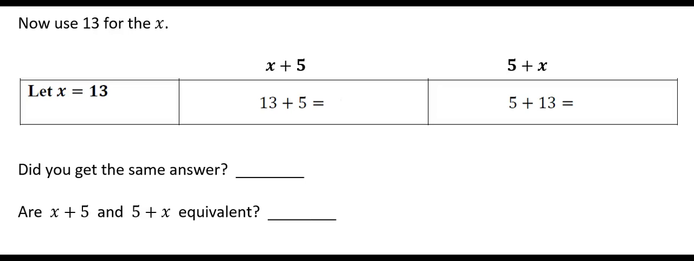So now, instead of putting a 2 in place of the x, I'm going to put 13 in place of the x. So I substituted the 13 for the x here. 13 plus 5 is 18. And I'll do that for the second expression. We substitute the 13 for the x here. 5 plus 13 is also 18.